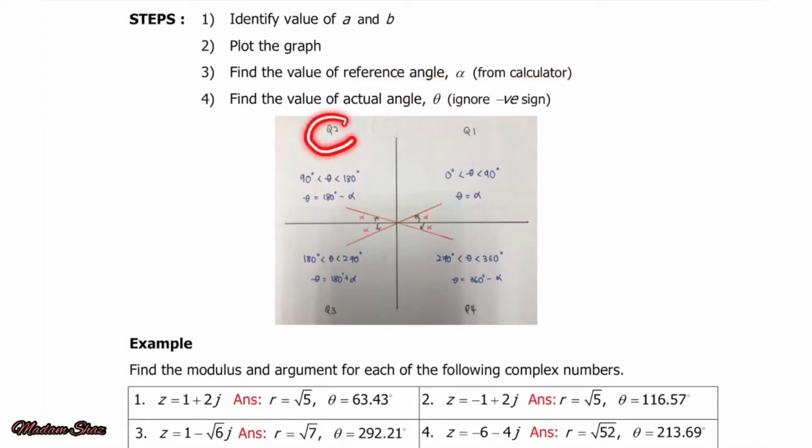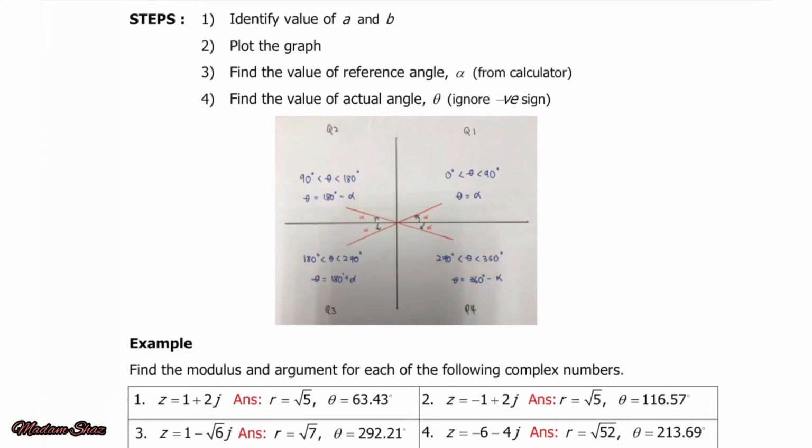So for quadrant 2, the theta is from 90 degree until 180 degree. So this is our 90 degree. So this is our 180 degree. So this is our reference angle. So the real theta is from the positive real axis to the complex number. So this is our real theta. So for quadrant 3, the theta is from 180 until 270 degree. For quadrant 4, the theta is from 270 until 360.